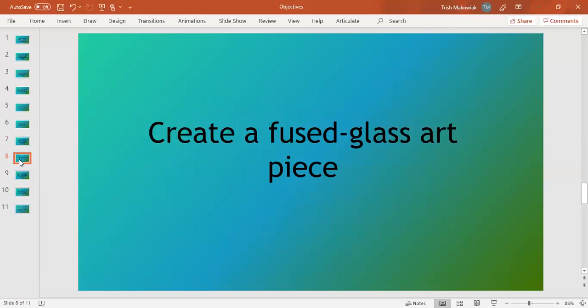Create a fused glass art piece. This is for my art majors in the class here. There are a couple of them in this class. There's no condition, so no. Exactly. Okay, so how big does this fused glass art piece need to be? How many pieces of glass are we allowed to use? Blah, blah, blah. It's very ambiguous here.